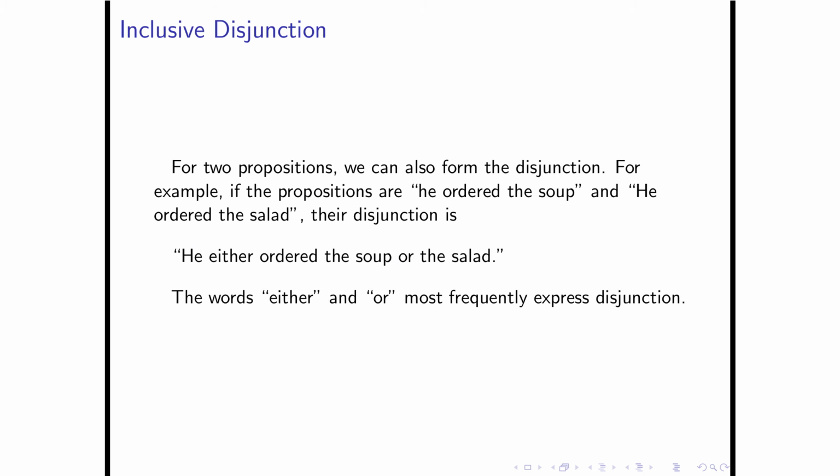So moving on to disjunction, for any two propositions, you can form their disjunction. So take, for example, he ordered the soup and he ordered the salad. Well, their disjunction is he either ordered the soup or the salad. The words either and or will frequently indicate that a disjunction is the construction of that proposition.